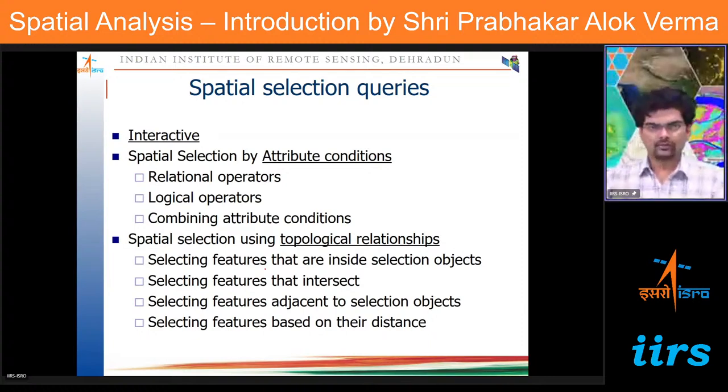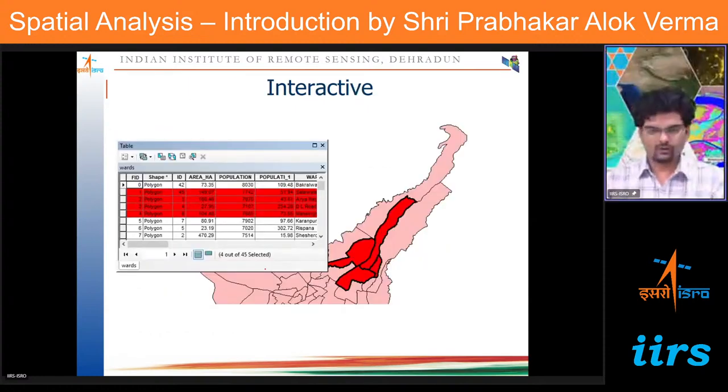So first we'll see about selection based on interactive method. There can be selection based on interactive method, then an attribute condition, meaning non-spatial query, and based on the topological relationship, that is selection based on the location. So how interactive queries can be used.